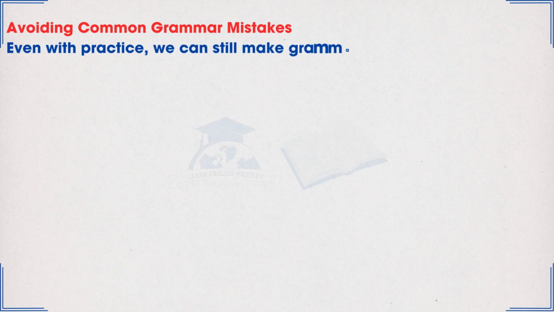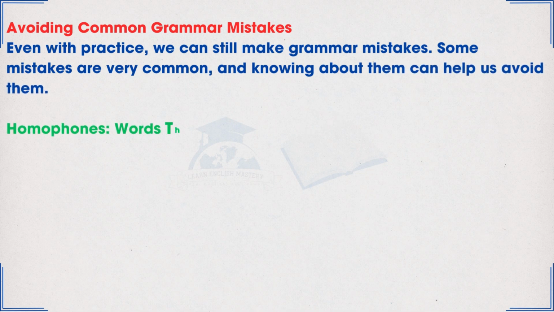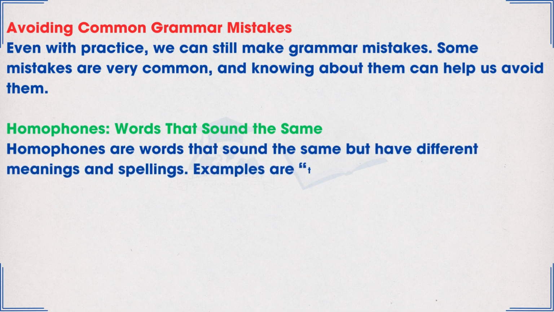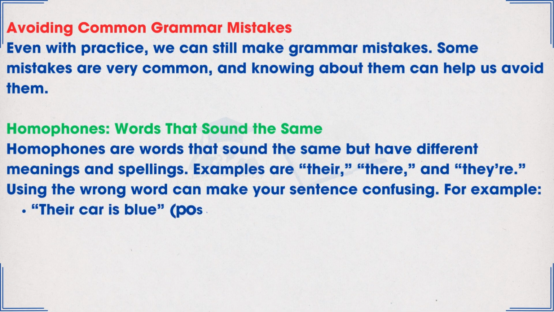Avoiding common grammar mistakes. Even with practice, we can still make grammar mistakes. Some mistakes are very common, and knowing about them can help us avoid them. Homophones, words that sound the same. Homophones are words that sound the same but have different meanings and spellings. Examples are their and there. Using the wrong word can make your sentence confusing.